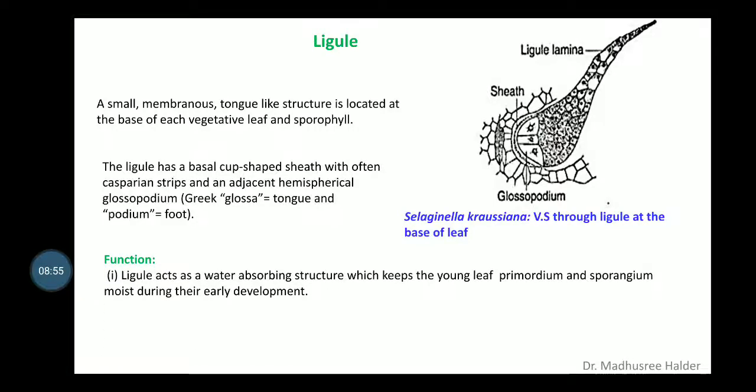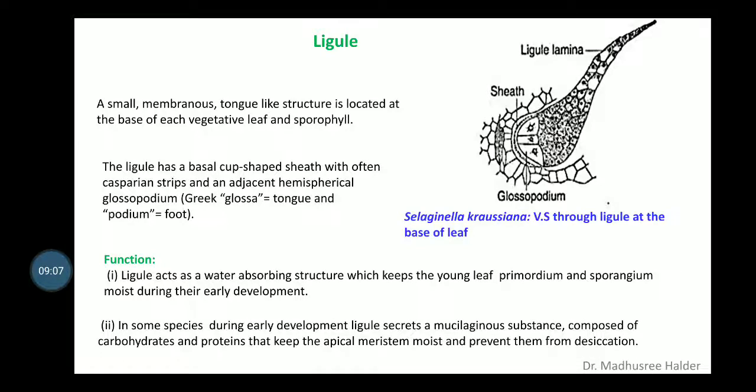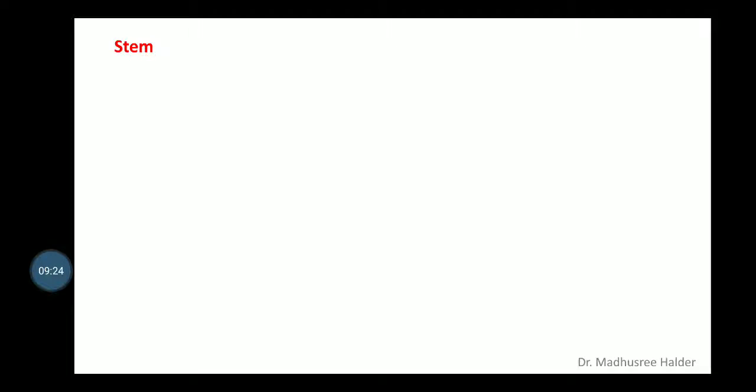Next, the function of ligule. Number 1 is ligule acts as a water absorbing structure which keeps the young leaf primordium and sporangium moist during the early development. Next is in some species during early development, ligule secretes a mucilaginous substance composed of carbohydrates and proteins that keep the apical meristem moist and prevent them from desiccation.